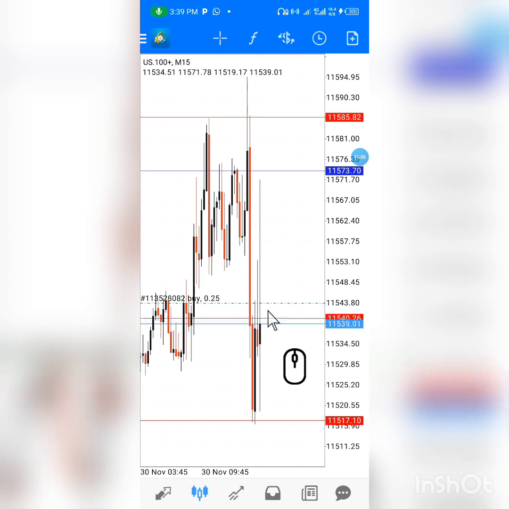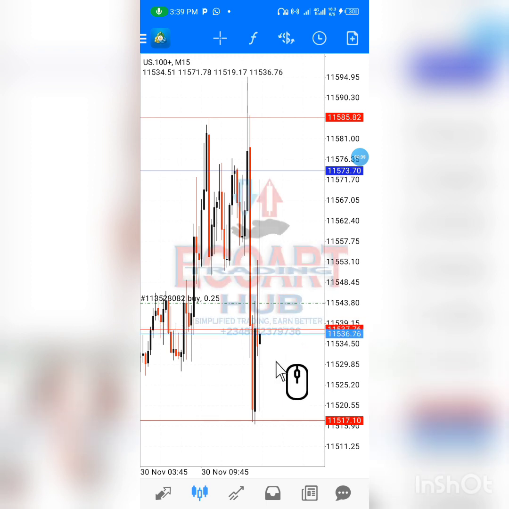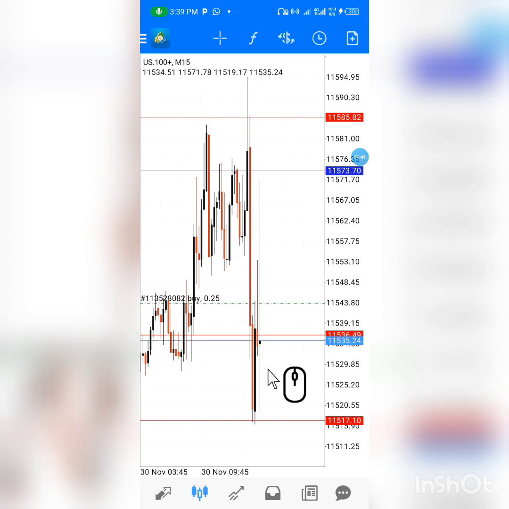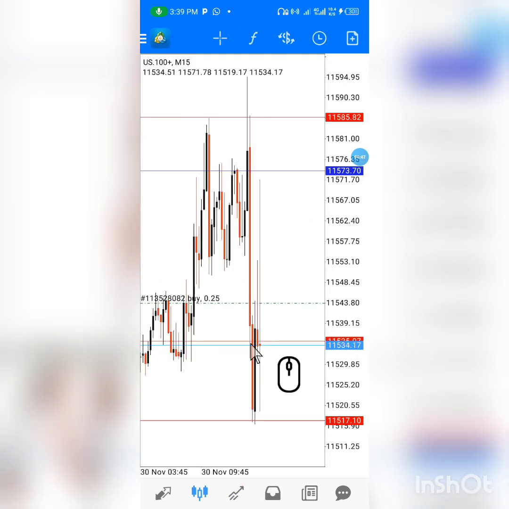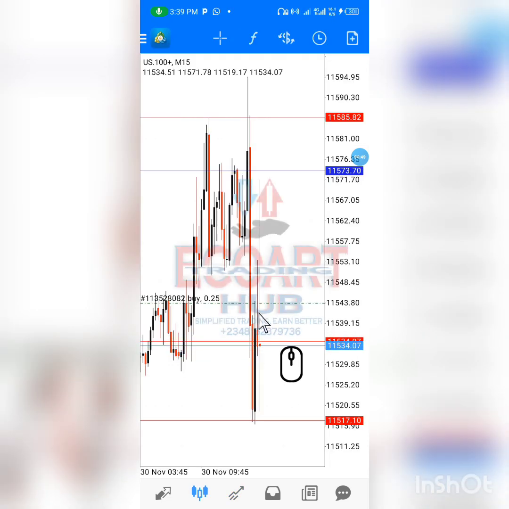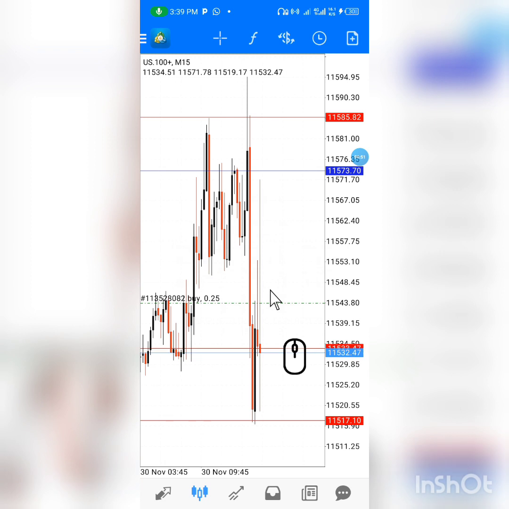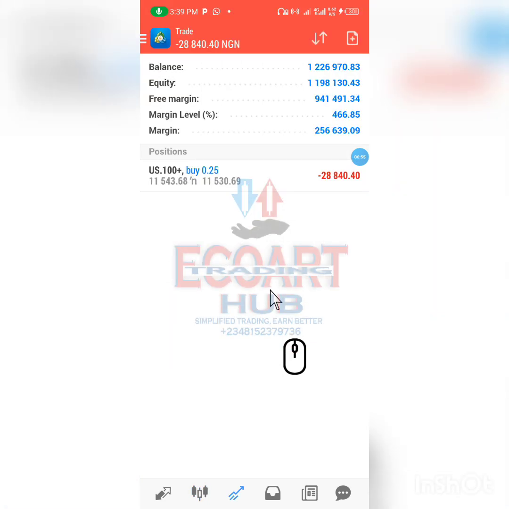So a buy stop order is placed above current market price, while a sell stop order is placed below current market price. So we are running in negative because our trade was triggered and the market is still selling off. So we're going to close out this order.